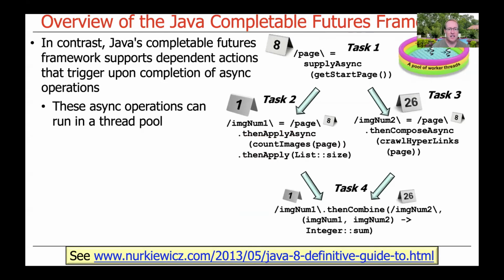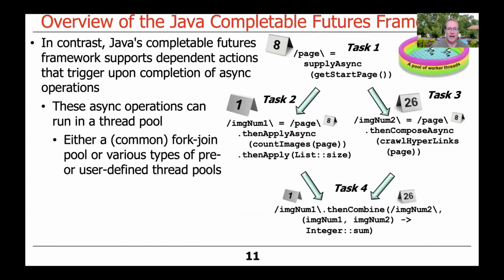The asynchronous operations that we're running here can operate in a thread pool, and that thread pool can either be the default, which is the common fork join pool, or you can have your own custom fork join pools, and you can also have other kinds of thread pools as well, either ones that come out of the box, like the cached thread pool or the fixed size thread pool, or you can define your own thread pools if you want to get even more fine-grained control over where the computations are going to run. This is a very powerful capability that comes with the framework.